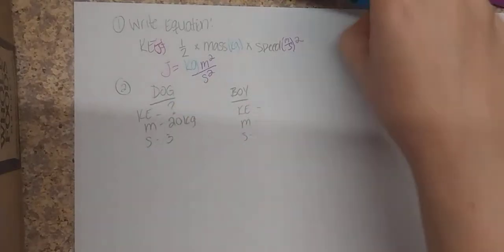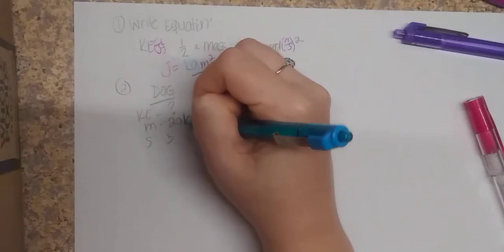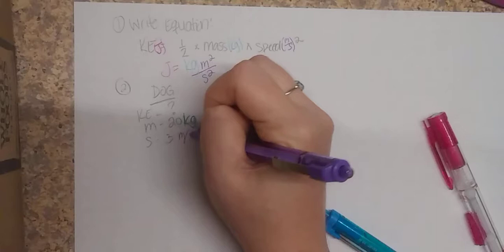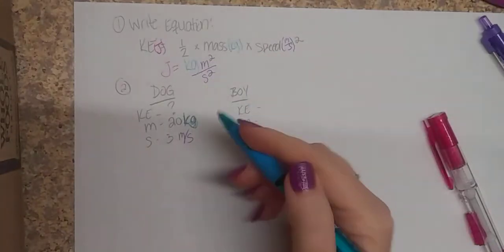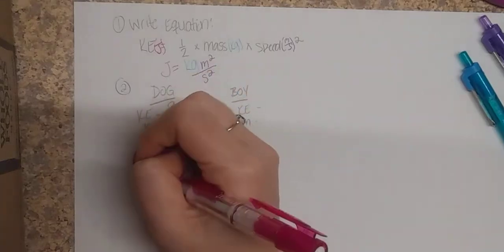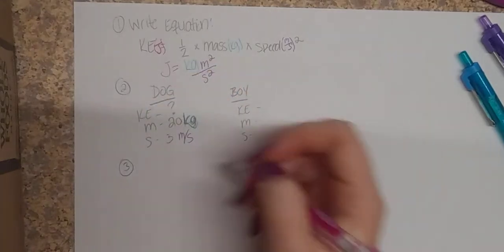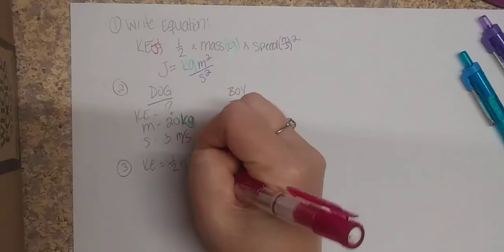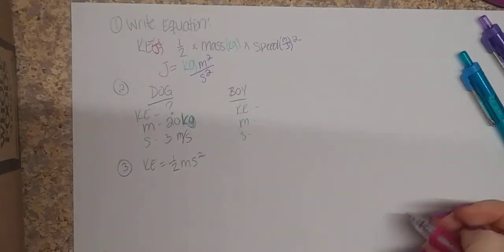Oops, forgot to color code. This is kilograms and 3 meters per second. So once I have my variables, I can then plug them into the equation, which is my step 3. Plug them in. So remember, the equation is 1/2 m speed squared.